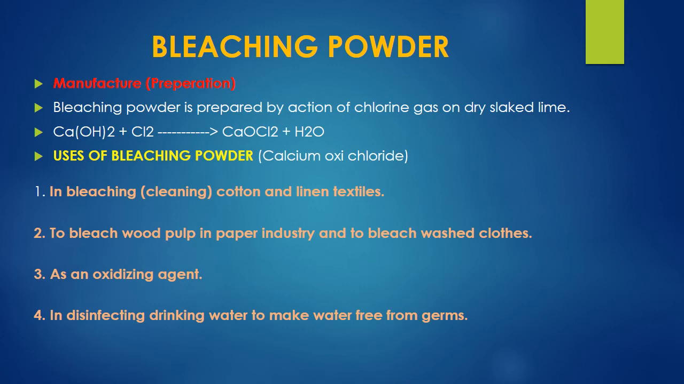Point number one, it is used as a bleaching agent. That means it is used in bleaching cotton and linen textiles. Also, bleaching powder is used in the paper industry to remove unwanted colors. Also, to bleach washed clothes.